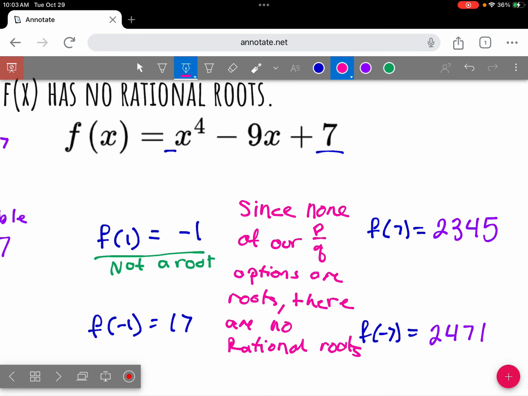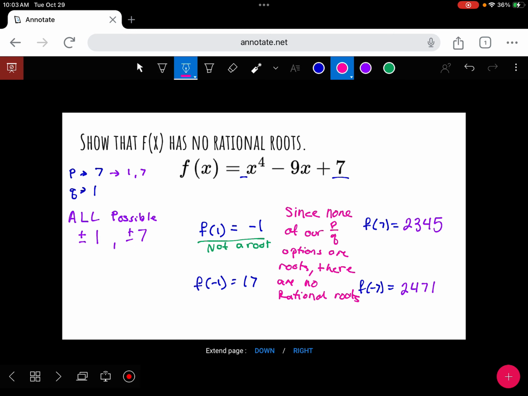The problems that we're doing in this section in particular get really long. These can be very long problems. That's just one of those things with DC Precalc. Sometimes our questions are long.